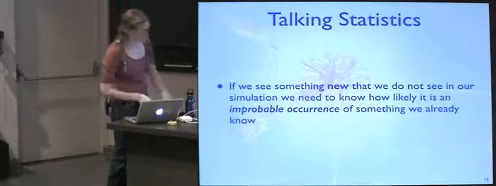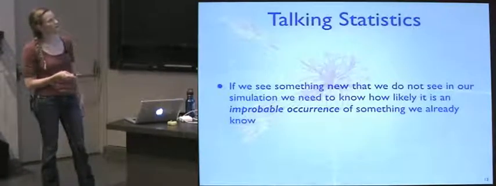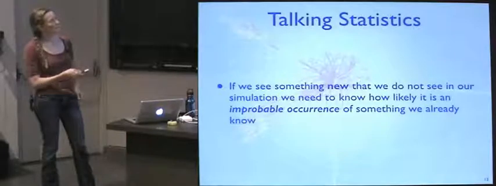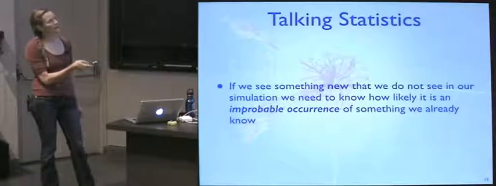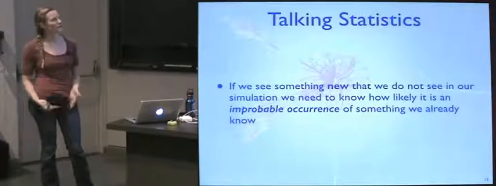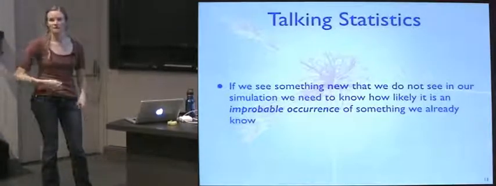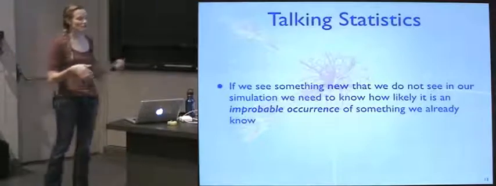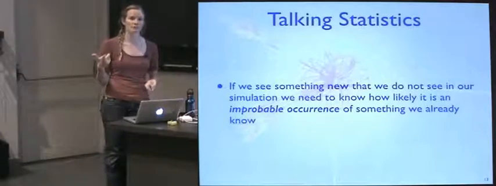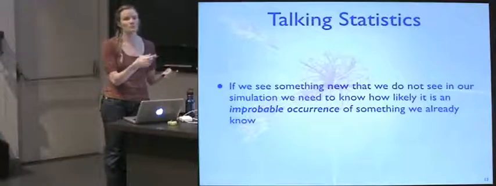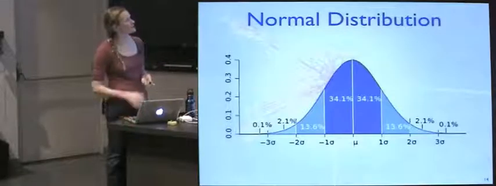All right. So basically, what we're doing with statistics is we're saying that if we see something new that we don't see in our simulation, like that Higgs bump, we need to know how likely it is that it's an improbable occurrence of something we already know, so that it was that Z plus jets instead of the Higgs, or if it was the fact that for some reason, just by a fluke of statistics, we had more of those standard model Z bosons produced than what would typically happen. So that's the basic idea. We need to quantify this. So I'm going to talk about how we quantify this.